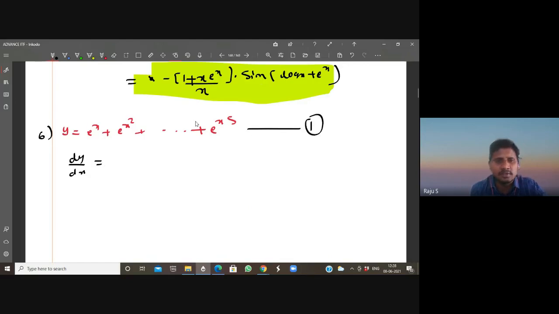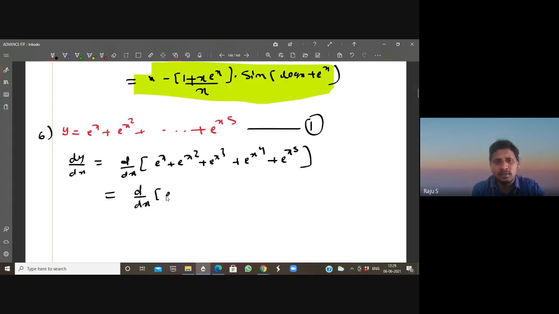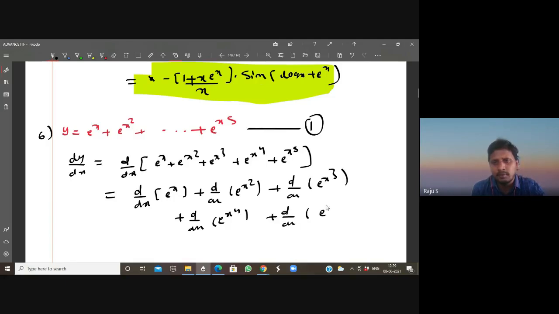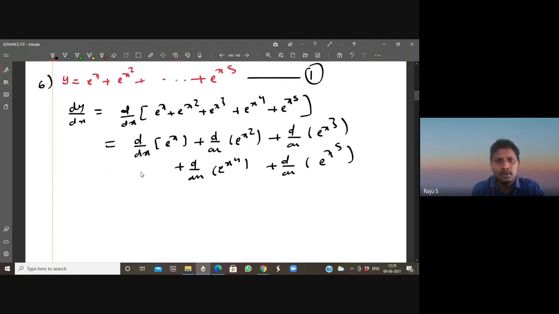Differentiate this equation 1 with respect to x on both sides. d by dx of e power x plus e power x square plus e power x cubed plus e power x power 4, till they given e power x power 5. And now apply this d by dx to each function. Write it separately: d by dx of e power x square plus d by dx of e power x cubed plus d by dx of e power x power 4 plus d by dx of e power x power 5. Right? I apply the derivative to each and every function.